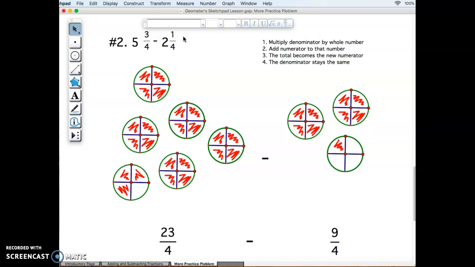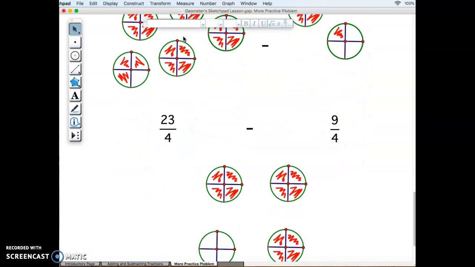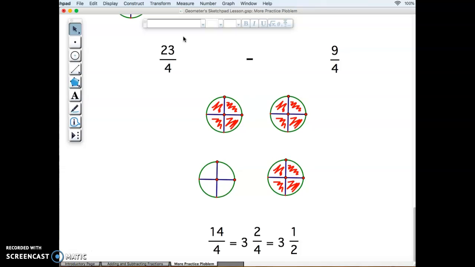So what is 23 minus 9? Well, we're going to get 14, and we're going to keep the denominator the same, so 4. So it's going to be 14 over 4, which can equal 3 whole pizzas, and then there's going to be half of a pizza left. So that can equal out to 3.5. Yes, so 14 over 4 equals 3.5.